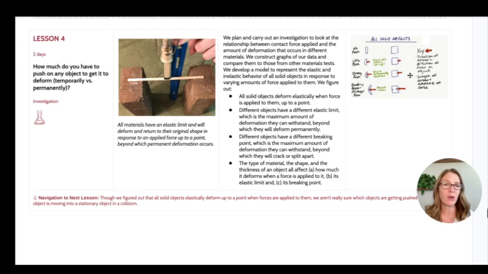So the direction of the arrow shows the direction of the force, and the length of the arrow shows the amount of force. And so you can press a little bit, it bends a little bit. When you press a lot more and there's a lot more force, a strong push, more bend. A really strong force, there's going to be a breaking point and it's going to crack. And so we realize that the type of material, the shape of material, the thickness, all of these are variables that actually affect that elastic limit and the breaking point.